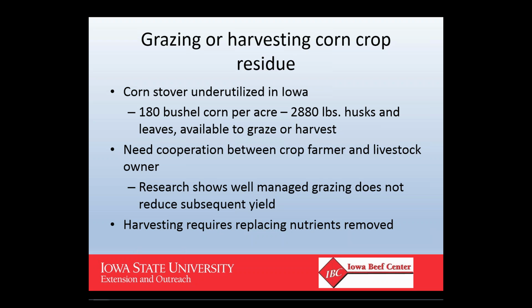There's research in Illinois, Nebraska, and Iowa that all shows that if you manage grazing cornstalks right, you do not have to reduce the subsequent yield. So I think we know that we can do it. And if you are going to harvest it off as bales, then you need to replace those nutrients. Somebody has to either haul all the manure right back to the same place, or use some other nutrients.